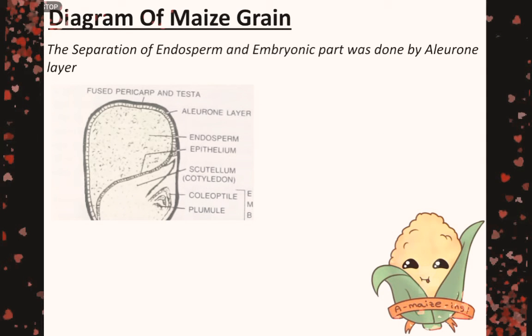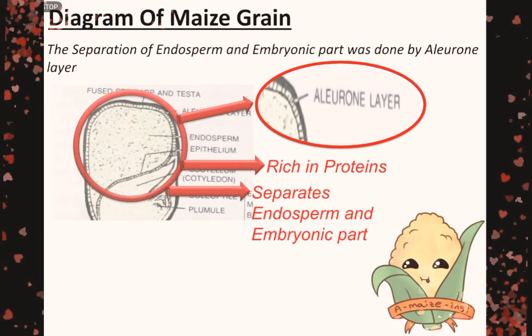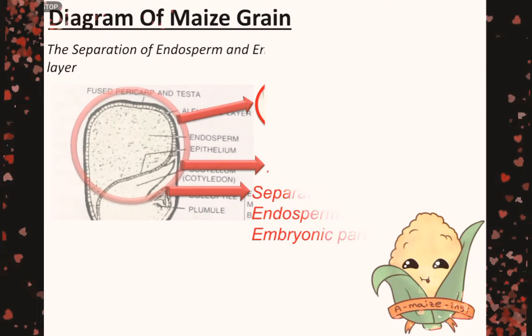The separation of endosperm and the embryonic part is done by the aleurone layer. See, here you can see in detail where the aleurone layer is present. The aleurone layer is rich in proteins and separates the endosperm and the embryonic part.